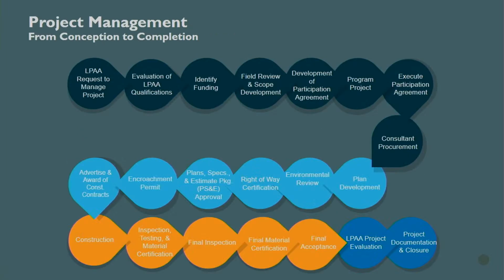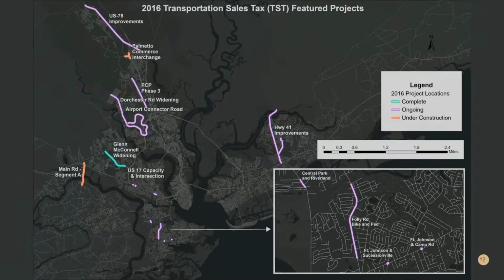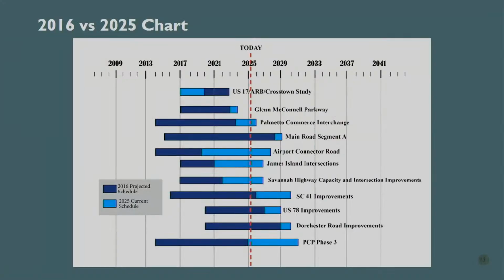Here are the different steps, just to give you some idea of how many steps go into the project management of these types of projects. Now, as we move in, I want to brief you real quickly on our 2016 feature projects. This is a map of their locations. You can see Glen McConnell widening is complete, highlighted in green. Two underway are Palmetto Commerce Interchange, the interchange on I-26, and also the Main Road Segment A design-build project.